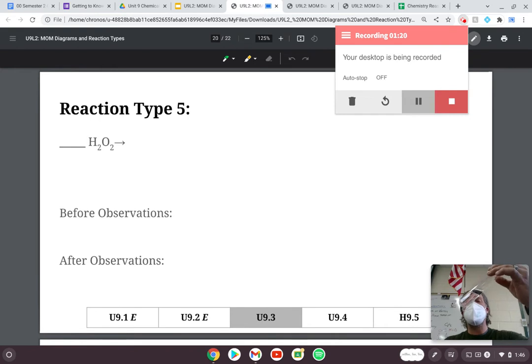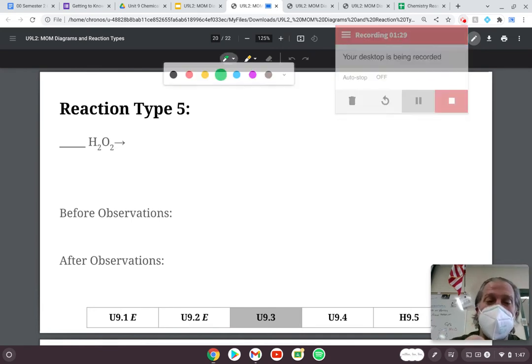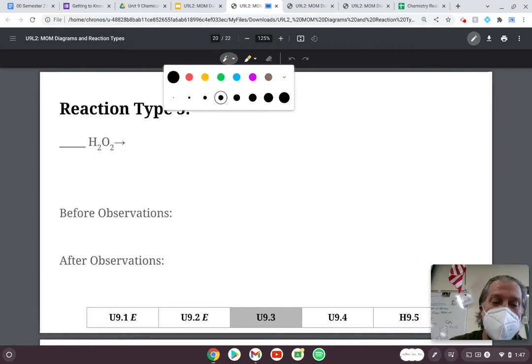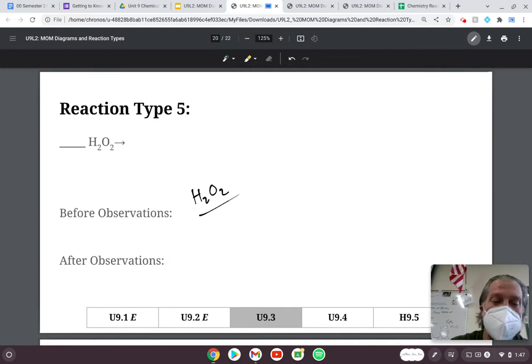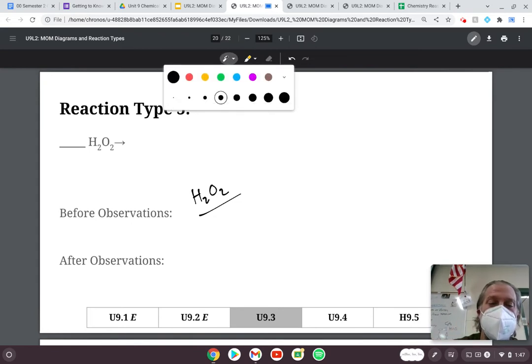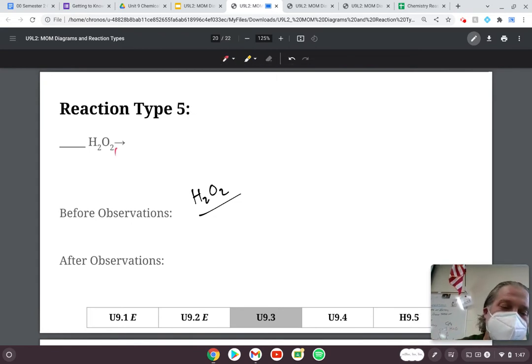This one happens to be H2O2, which is also known as hydrogen peroxide. Now our before observations for this are just like what we've been doing in the past. So our before observations, you could probably make the observation that technically, it's a solution, but in this case, I'm going to tell you it's a liquid. This one's going to be a liquid because it's pure-ish hydrogen peroxide, even though it is dissolved in water.